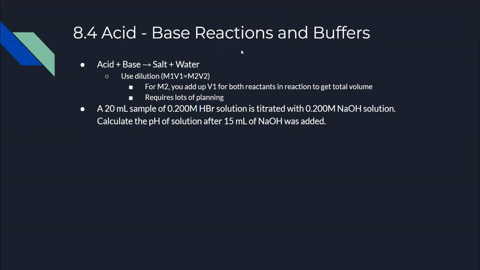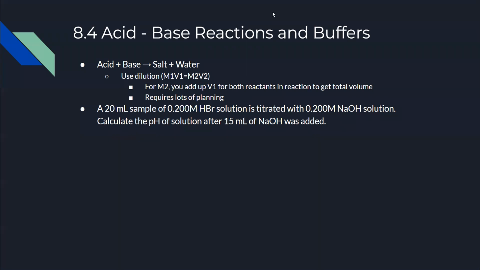So 8.4, acid-base reactions and buffers. So you basically have an acid plus base makes a salt and water. So you have to use dilution, which is M1V1 equals M2V2. And in order to get M2, you have to add up the volumes for both reactants in the reaction to get the total volume. And this requires a lot of planning. So I'll go over one of these problems.